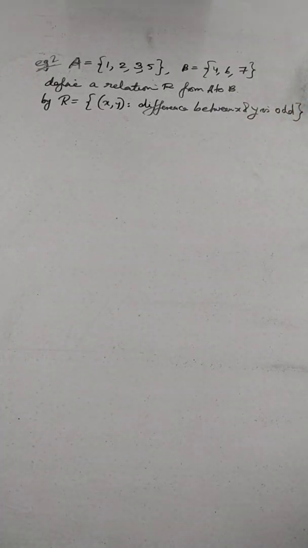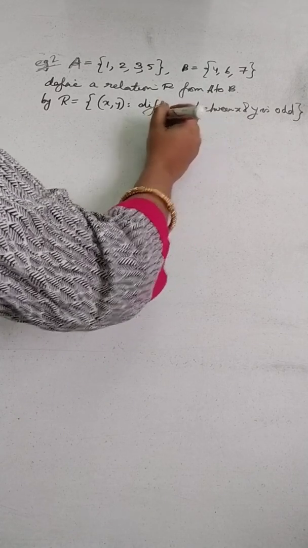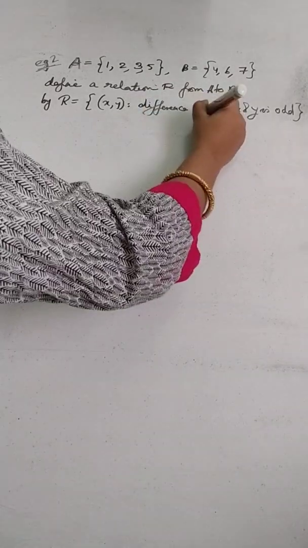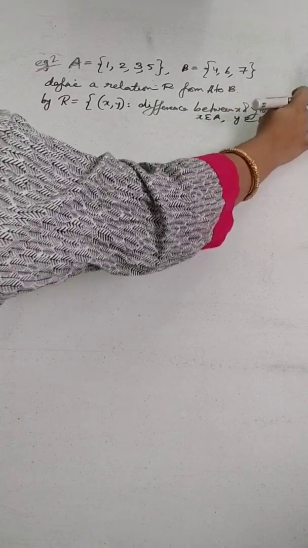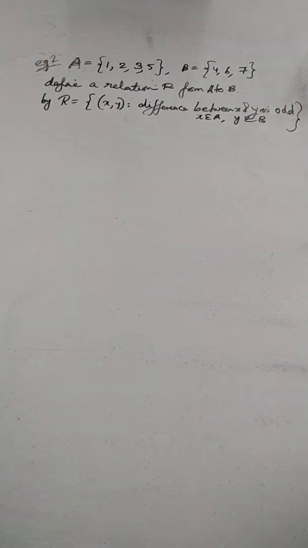R is the set of ordered pairs (x, y) such that the difference between x and y is odd. Of course, x belongs to A and y belongs to B. That is obvious. So I think, and they are saying, in roster form.